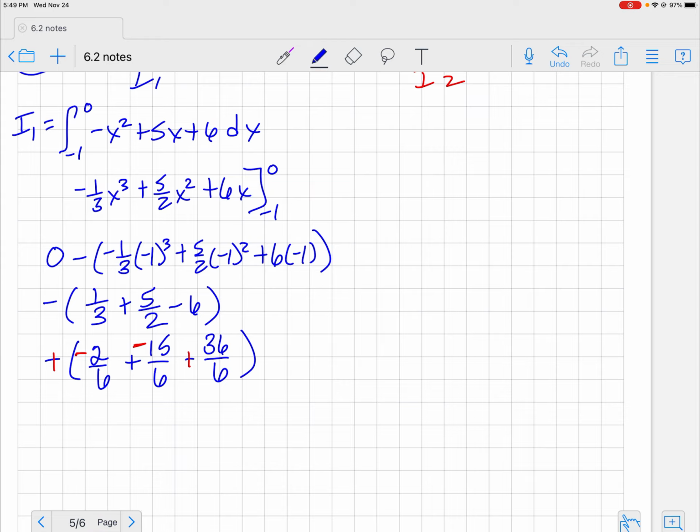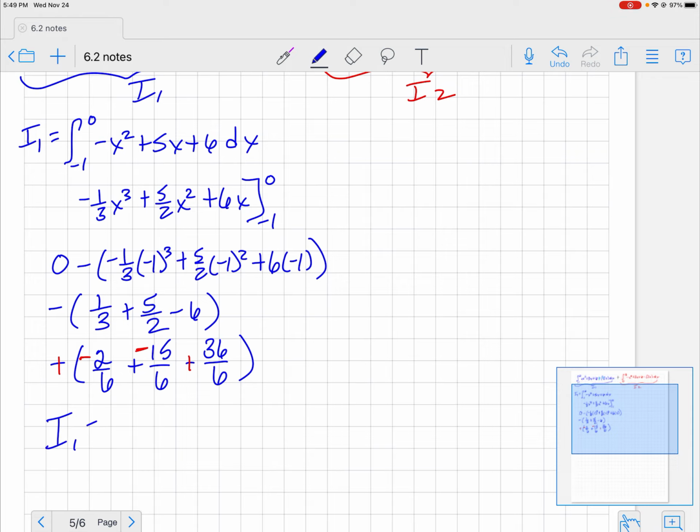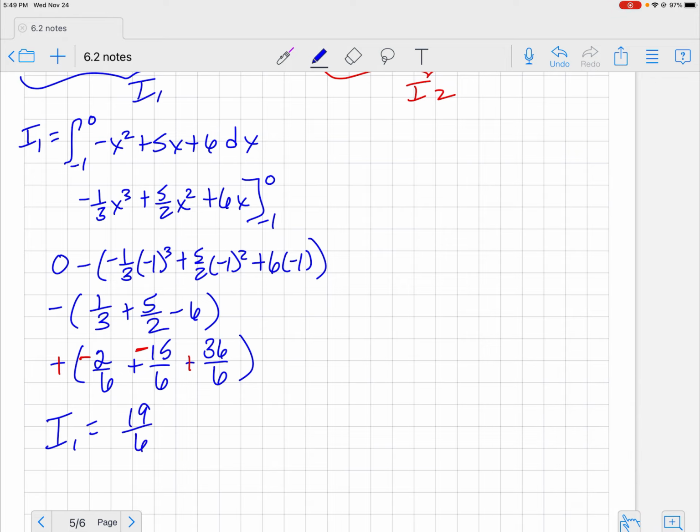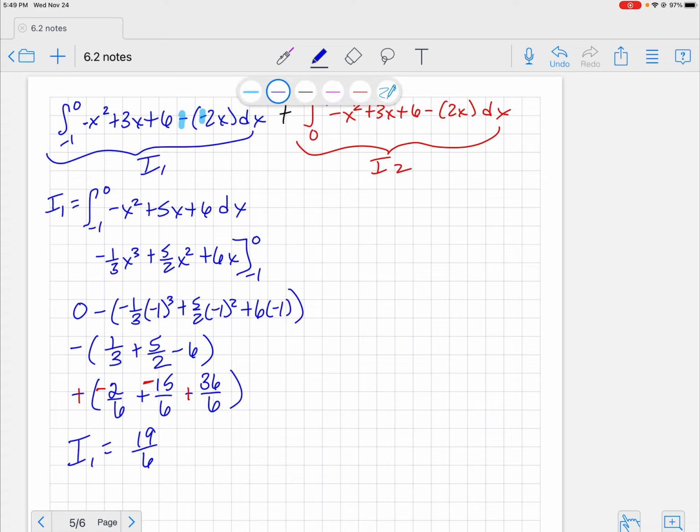And we have negative 17 plus 36 would be how many? 19. We good with that? Okay. There's our first integral. Now let's look at integral number 2, because we're just going to add these together at the end. But let's figure this one out.